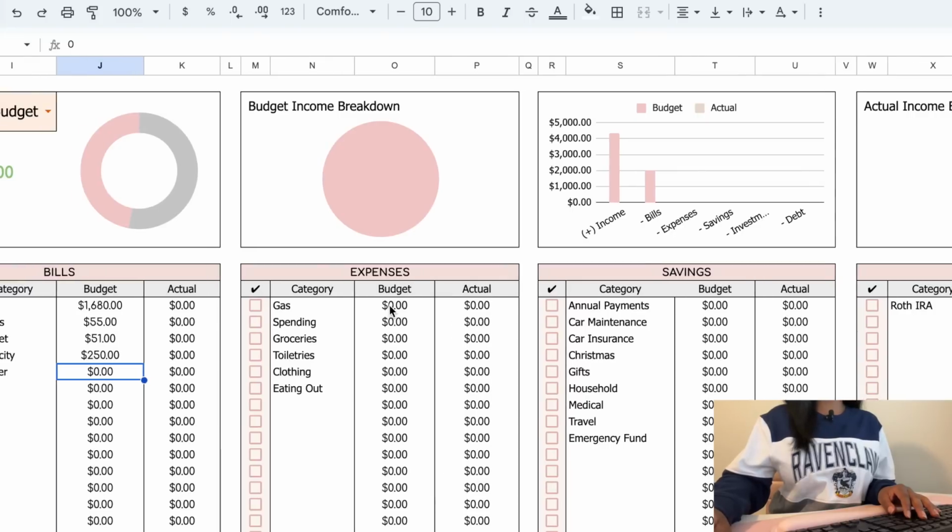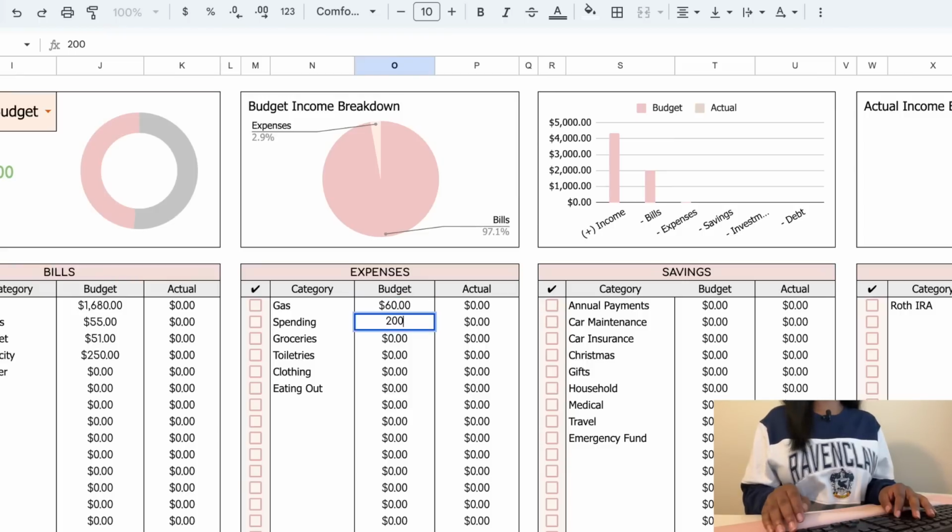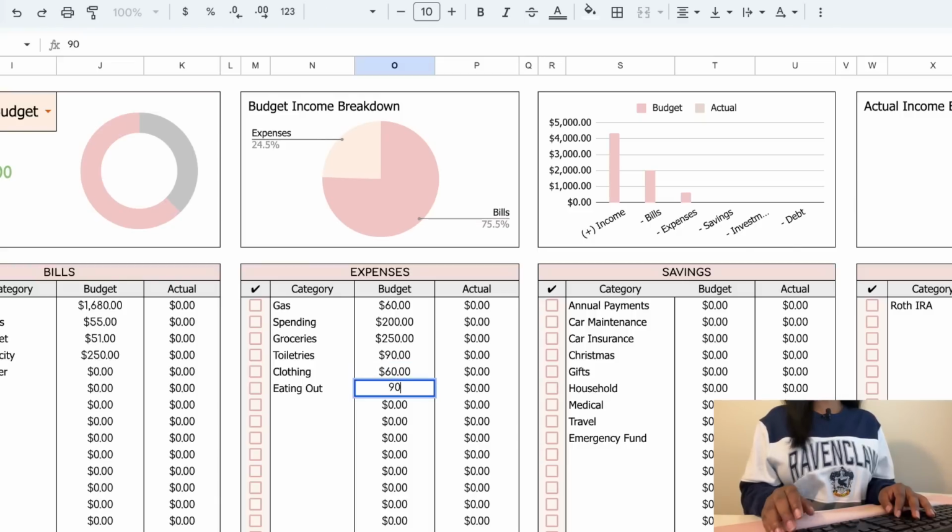So now we can move on to expenses. Here we have gas. Gas for the month, I'm going to budget at $60. For spending, I'm going to give myself $200. Groceries, I'm going to give myself $250. Toiletries is going to be $90. Clothing will get $60, and eating out will get $90.